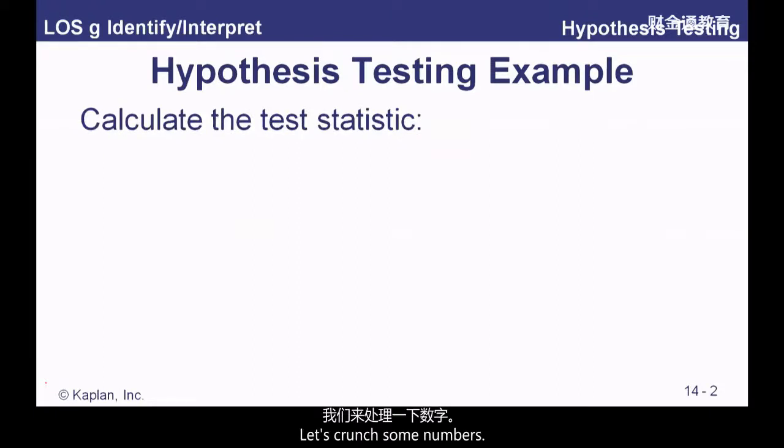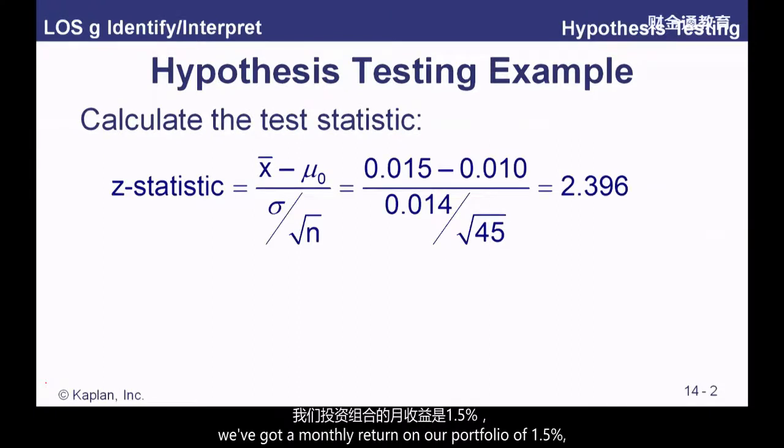Well, let's crunch some numbers. Where's our test statistic? We got a monthly return on our portfolio of 1.5%. That is 0.5%, half a percent away from our hypothesized return, our null hypothesis of a return of 1% a month. Well, we know that's above it, but statistically, is it significantly above it? Well, it turns out it is.